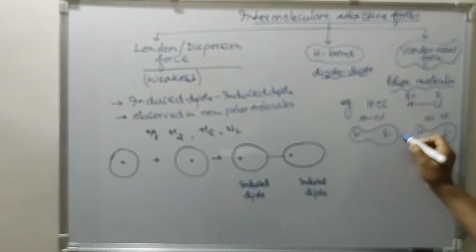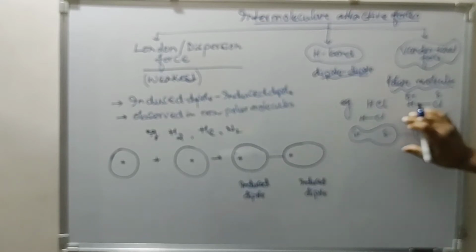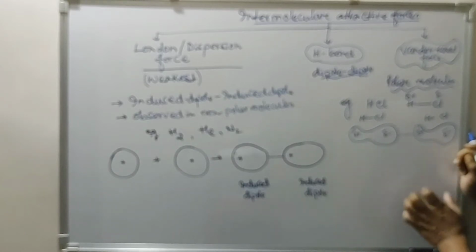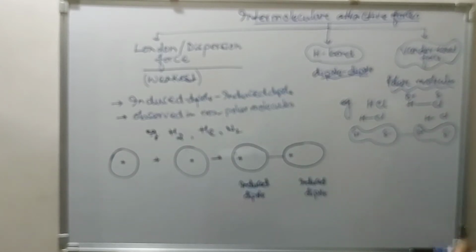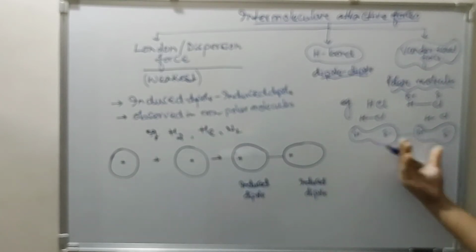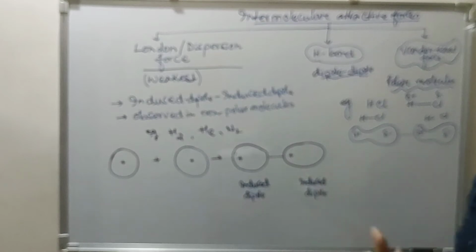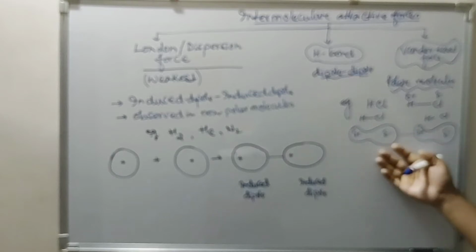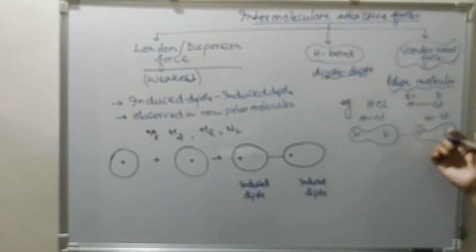So between these two, there is an attractive force. This attractive force between the polarized molecules is known as dipole-dipole type. So the molecule should be polar, and in this dipole, opposite charges will undergo some intermolecular attractive force. That is what we call dipole-dipole type, which is possible in polar molecules.